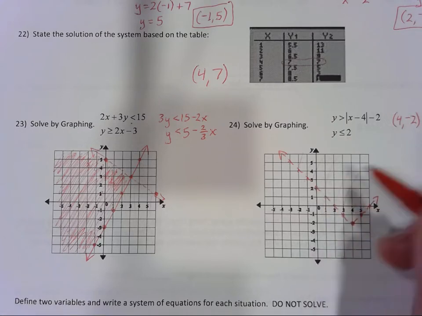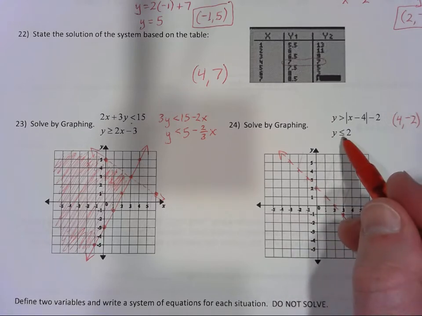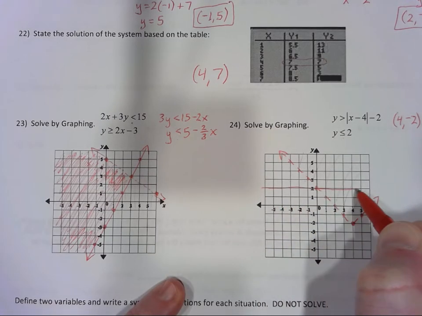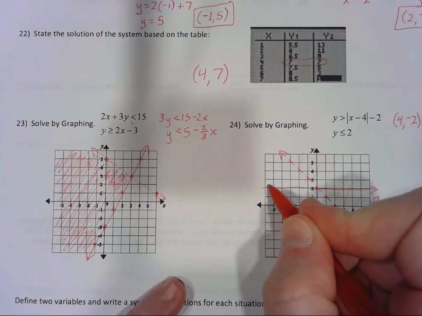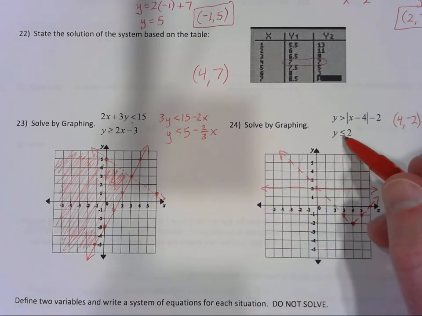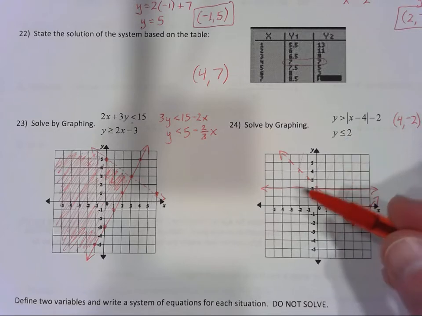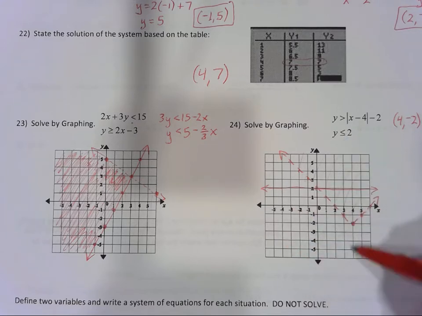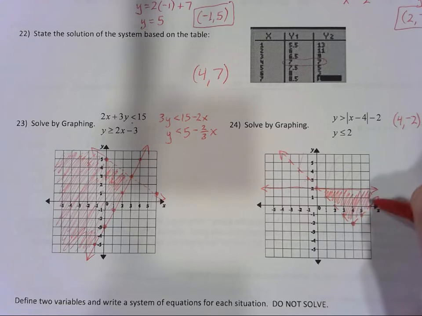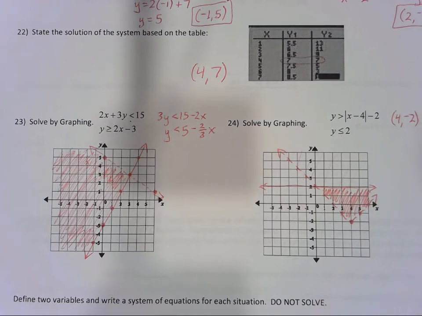Horizontal line, because it's less than or equal to, the equal to means it's a solid line that crosses the y-axis at 2. Y is less than or equal to means I'm shading below that line. So below the horizontal line but inside the V, that means I'm looking at this inside section of the graph.